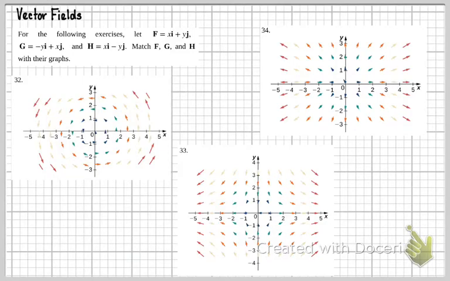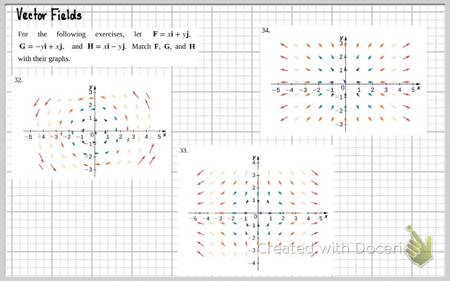Now this is a nice exercise. It says for the following exercises, let f equal xi plus yj, g equal negative yi plus xj, and h equal xi minus yj. Match f, g, and h with their graphs. Alright, so we're just going to try to match these.